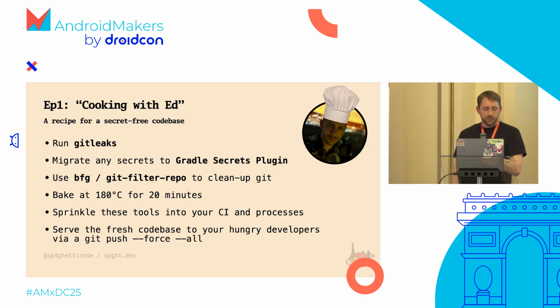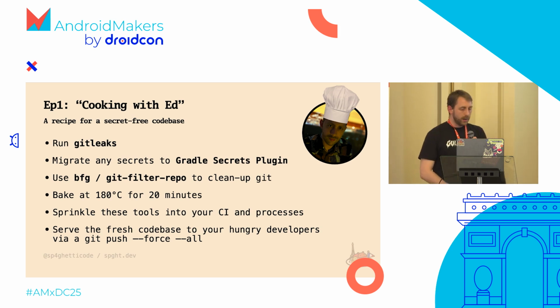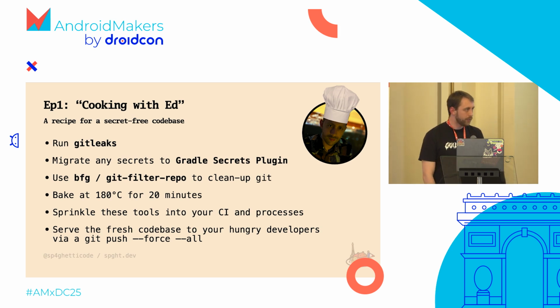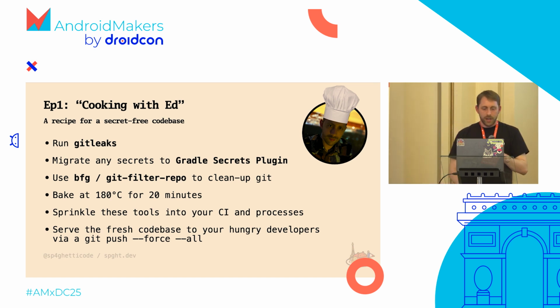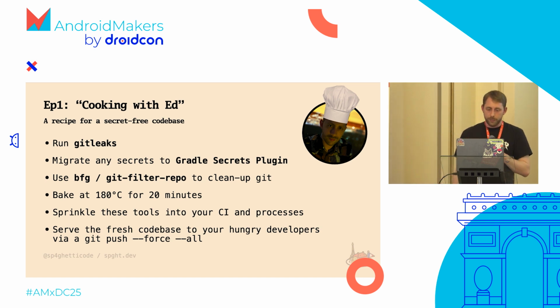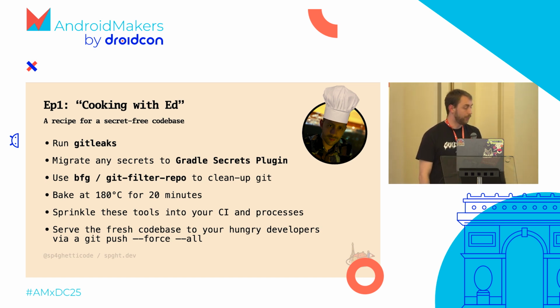We're then going to use BFG or Git filter repo to clean up the mess behind us, to make sure that we're not committing any of these strings or secrets in our code base. We're going to bake it for 180 degrees, sprinkle these tools into our CI and processes, and then serve the fresh code base to our very hungry developers via a Git push force all. So this is a really simple flow to follow if you want to remove secrets from your code base as of today.